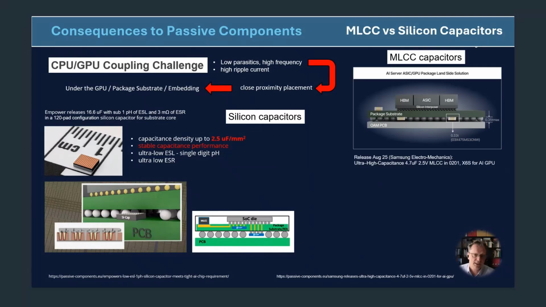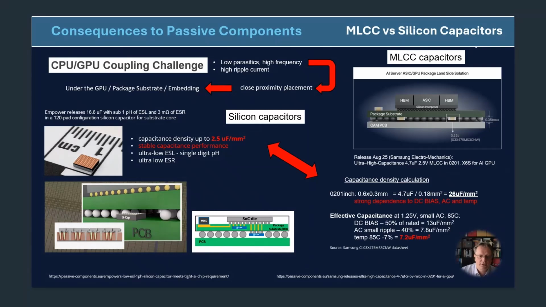On the MLCC side, we see the other push for 0201 capacitors with a standard size that can also be used in such applications, and relatively high CV, again 4.7 microfarad, 2.5 volt MLCC in 0201. If we calculate capacitor density, then using the maximum capacitance, it would end up with 26 microfarad per millimeter square. But at the operating conditions, the effective capacitance may be somewhere like 7.2 microfarad per millimeter square. So this is higher compared to silicon capacitors.